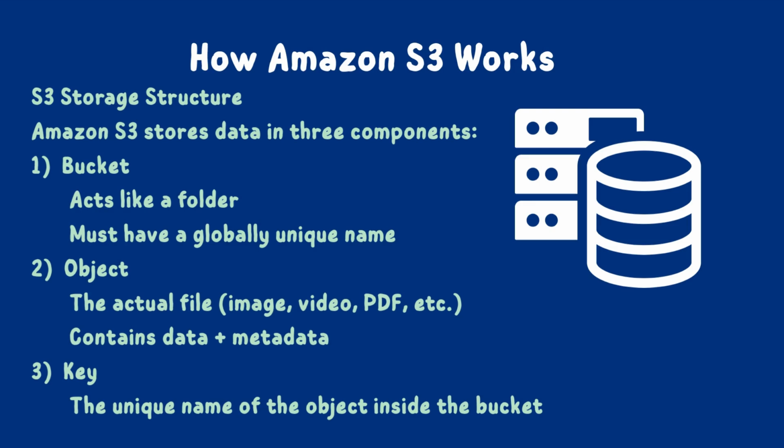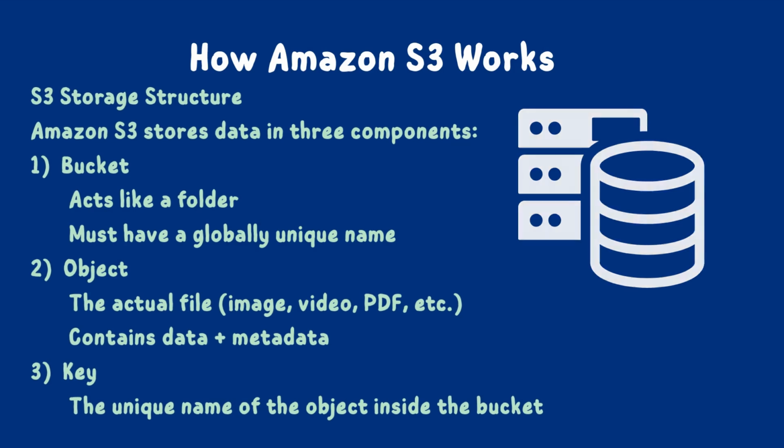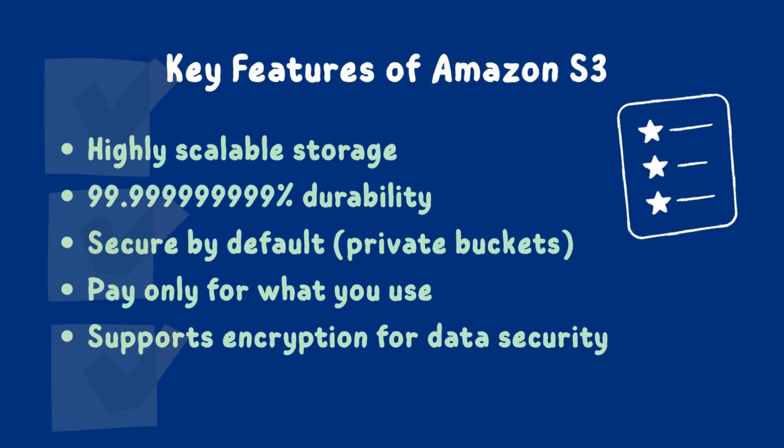The next one is object. The actual file, it can be an image, video, PDF, anything. Any file you upload becomes an object here. It contains data and metadata. It stores the file content and extra information like size and date about the file you have uploaded. The last one is key. The unique name of the object inside the bucket, meaning it is the file name used to identify and access the object.